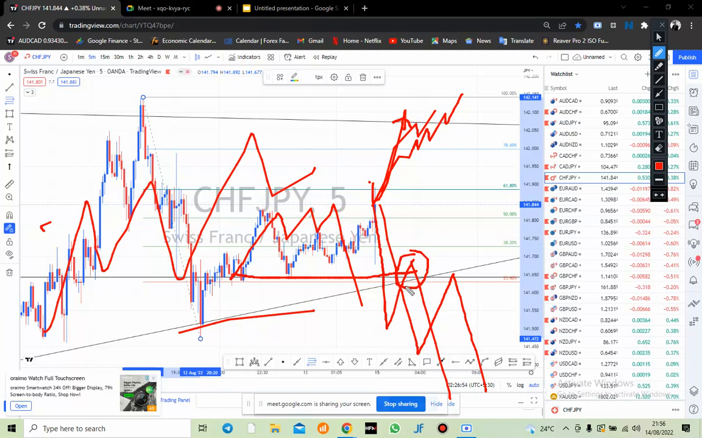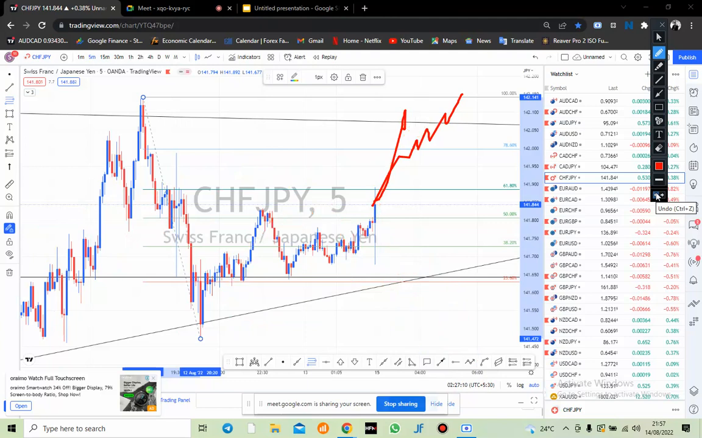For entry now, I will use the candlestick pattern. Candlestick patterns like evening star pattern, most especially bearish engulfing pattern. Okay, or multiple rejection. So this is what you need to expect on CHF JPY.